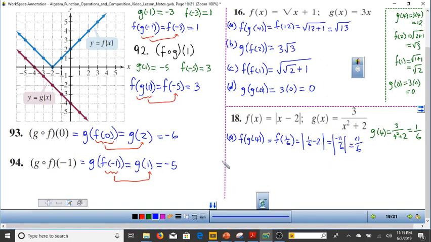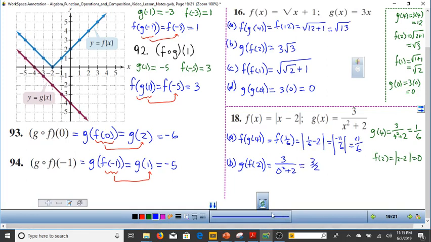There we go. Part B, g of f of 2. So now we're going to find f of 2. It turns out that f of 2 is just the absolute value of 2 minus 2, which is 0. So g of f of 2 means we're going to plug in 0 for x in the g function, 3 over 0 squared plus 2, which is 3/2.